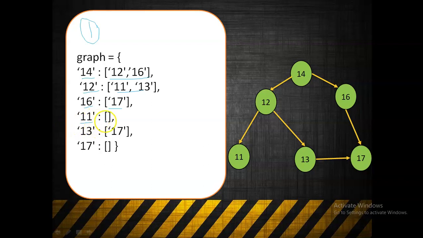The key is 11, the array is empty. The key is 30, the array contains 17. The key is 17, the array is empty. So this graph should be converted into a simple Python dictionary.